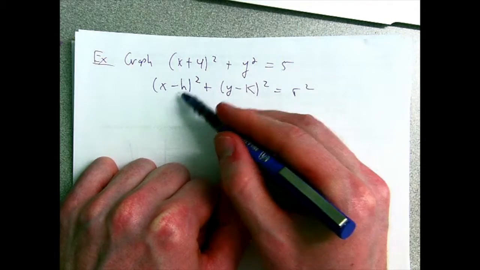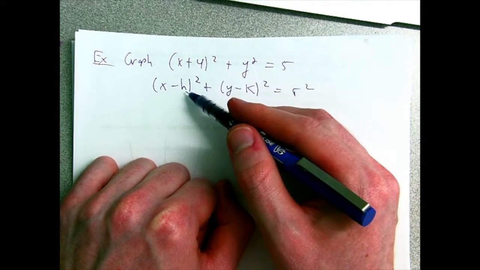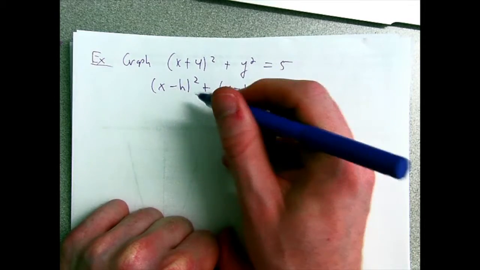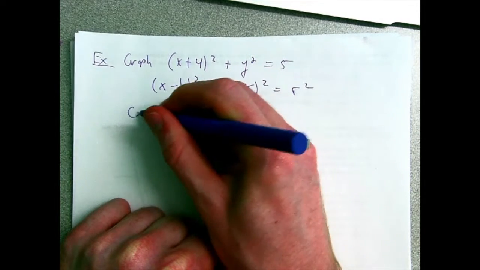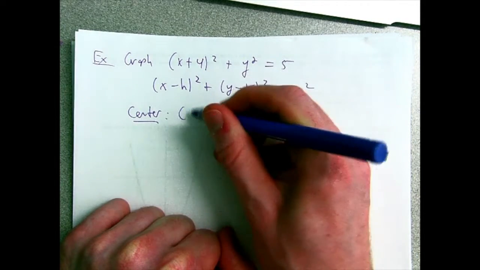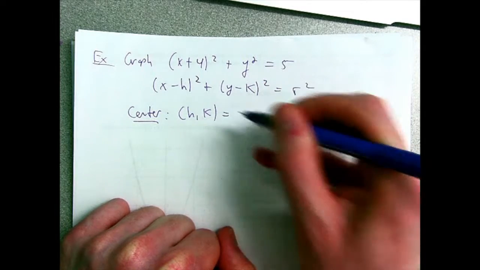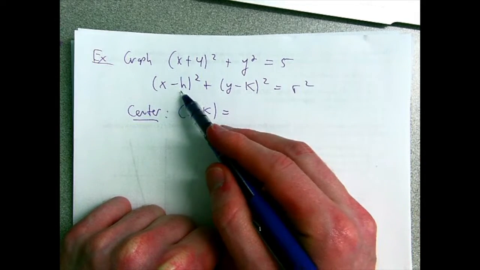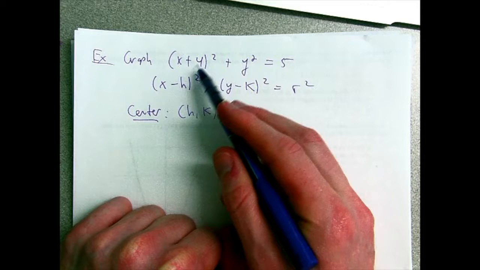Comparing these two structures, what do you think h is? H is actually going to be -4. So look, what's the center of this thing? The center, as always, is located at h comma k. So what is h? H is actually -4. It's always the opposite of what it looks like.